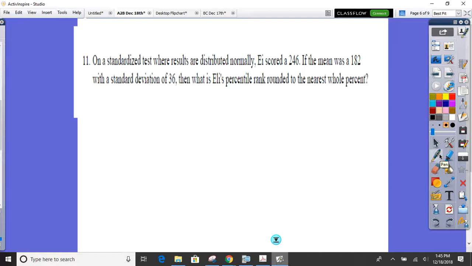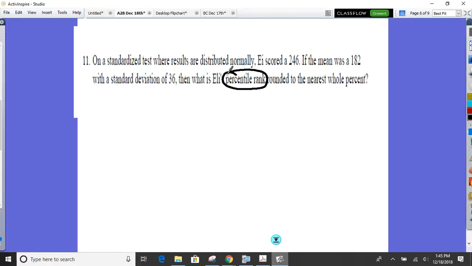All right, ready? Normally distributed, the test. Eli scored a 246. The mean was at 182. You got the standard deviation of 36. This term is new to us, so let me explain it to you. I'm not going to put this term on the test tomorrow, but I could reword it. So you could have to find it.